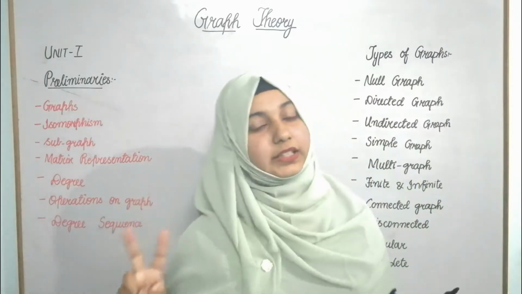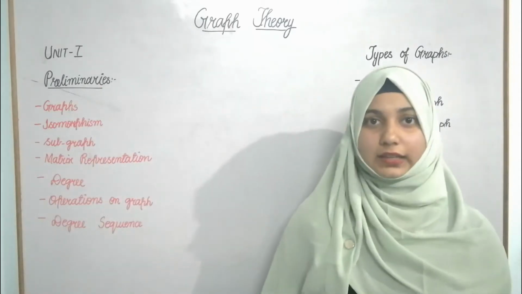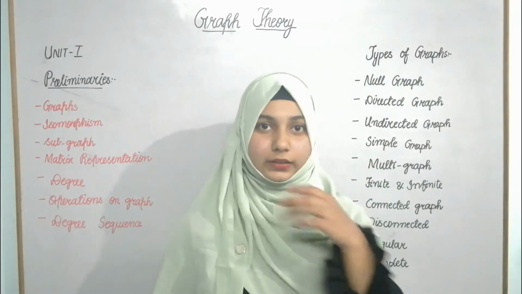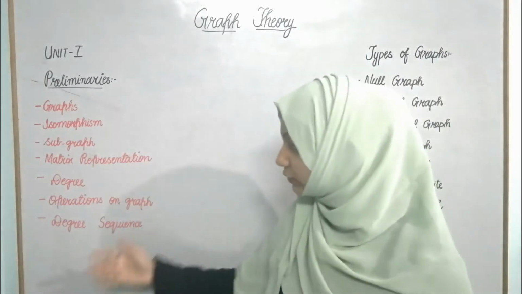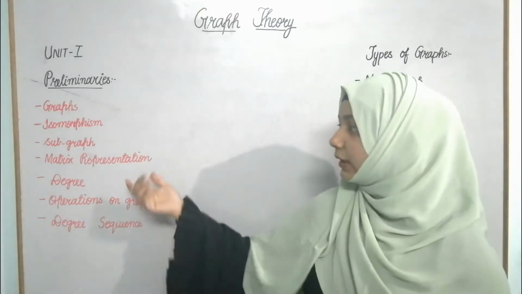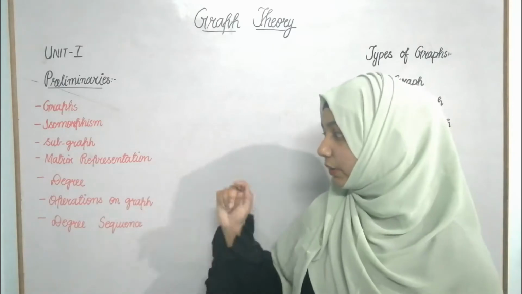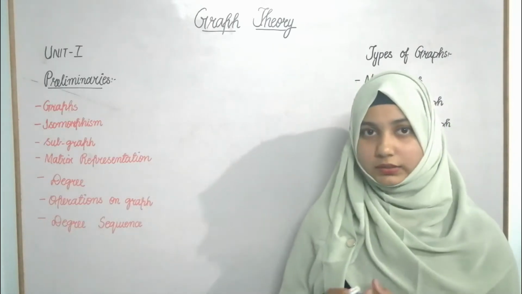The first unit is basically divided into two halves. The first half is the preliminaries, and the second half is connected graphs and shortest paths. The first half contains these topics: graphs, isomorphism, subgraphs, matrix representation, degree, operations on graphs, and degree sequence. We'll go through the topics one by one.